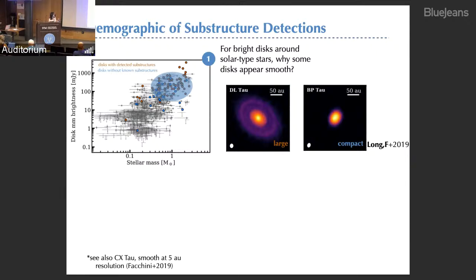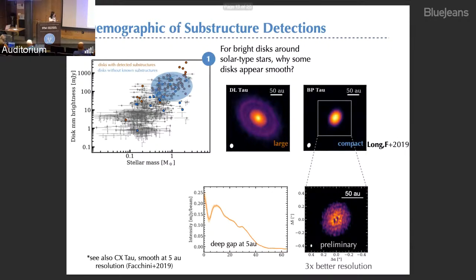So here I'm showing only two examples. One is a large ring disk, another one appears featureless and small. If we ask ALMA to give us time to look at them in more detail, we can find that they indeed show some features in the inner part. In this case, with 3 times better resolution, it's a deep gap at 5 AU. So at least in some systems, it's simply a matter of resolution.